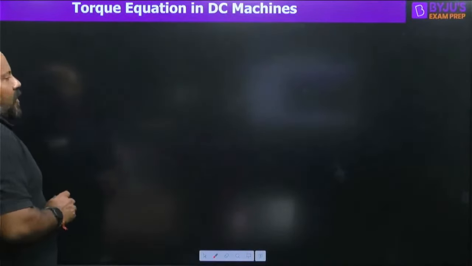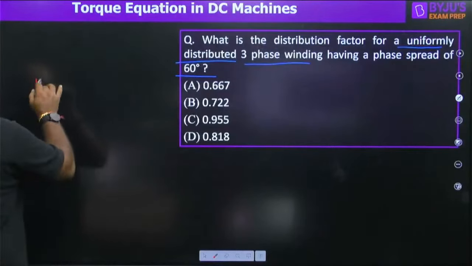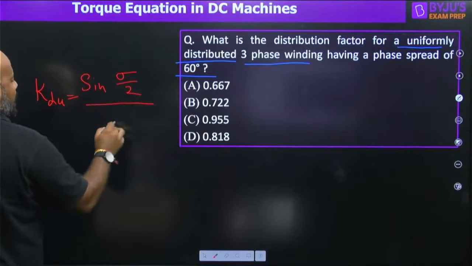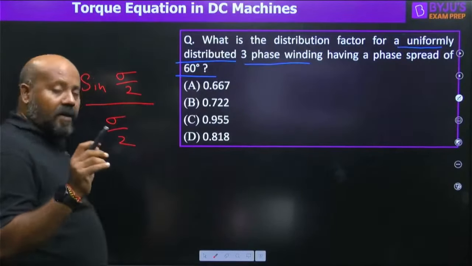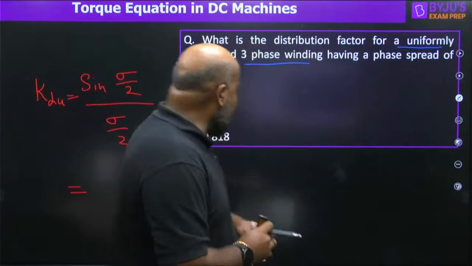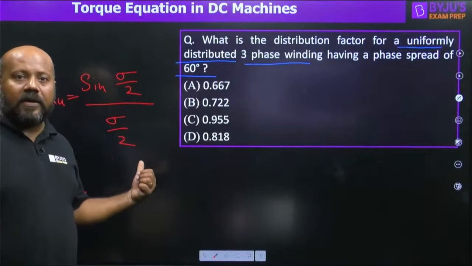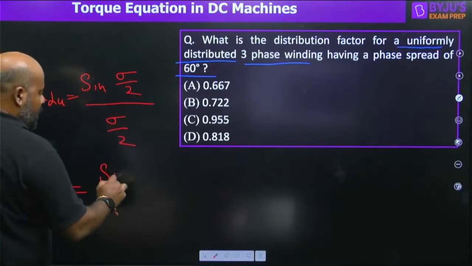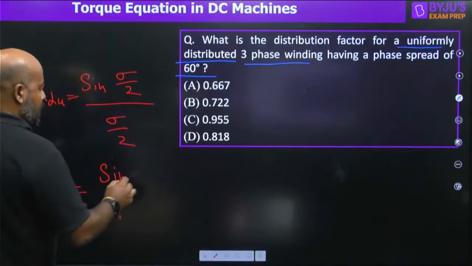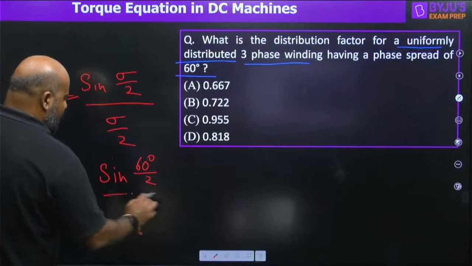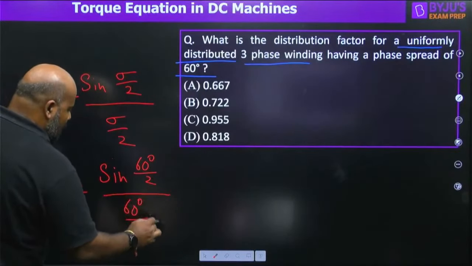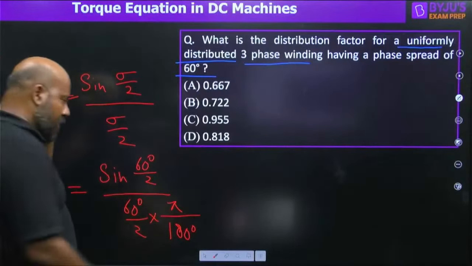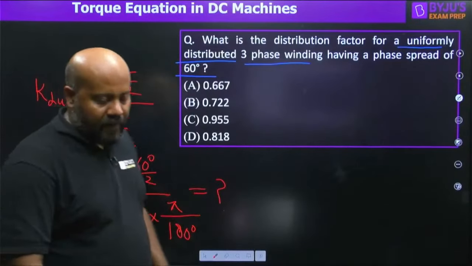Now this phase spread is mentioned, so directly you can apply this formula for the uniformly distributed winding, as sine sigma by 2 divided by sigma by 2. But there is an important concept here. When you are writing the angle like this, you have to convert it into radians. You cannot write it in degrees. For example, this is going to be sine of, what is the phase spread? It is 60 degree. Divided by 60 degree. Now we have to change it to radians, so divide by 180 degree multiplied by pi. Just try to solve this and you will get your answer.